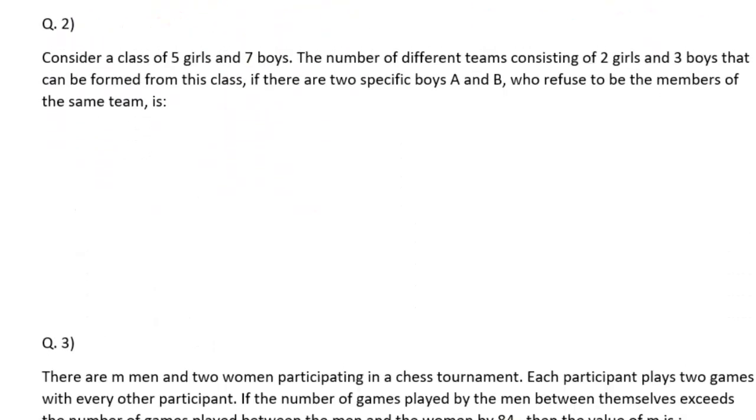Now let's take the next question. Question number 2. Here it says that we have to consider a class wherein there are 5 girls and 7 boys, and we have to form different teams consisting of 2 girls and 3 boys, such that 2 specific boys A and B refuse to be members of the same team. So in this case, what we can do is ignore this condition and try to figure out the number of cases irrespective of any constraint.